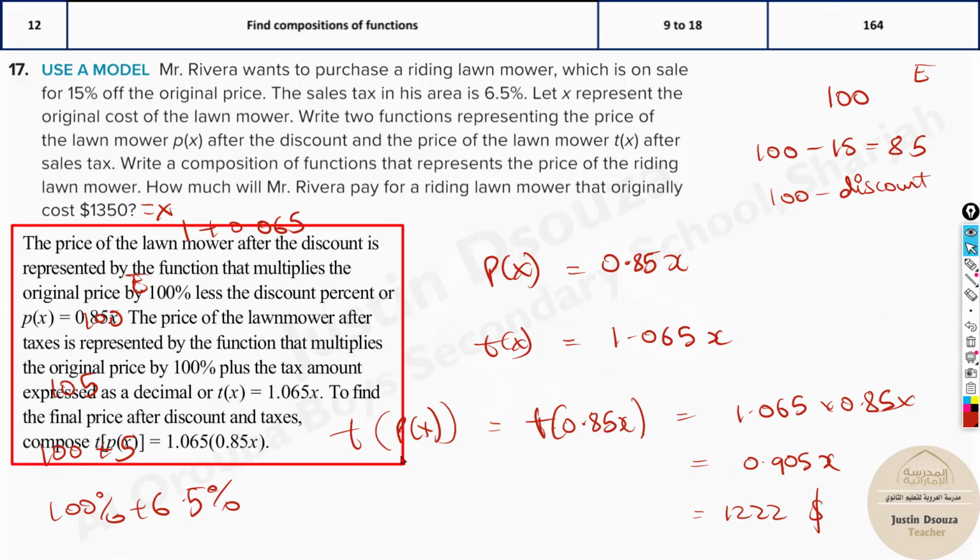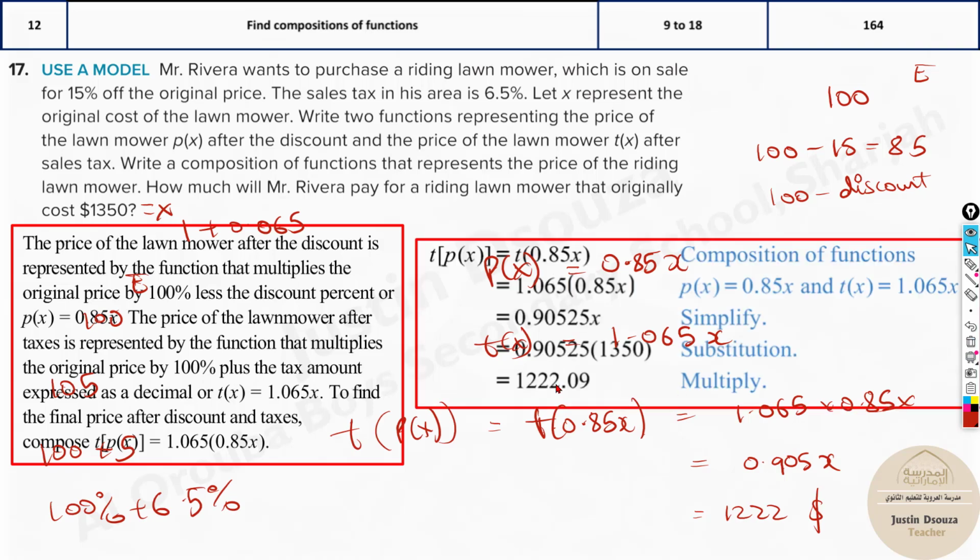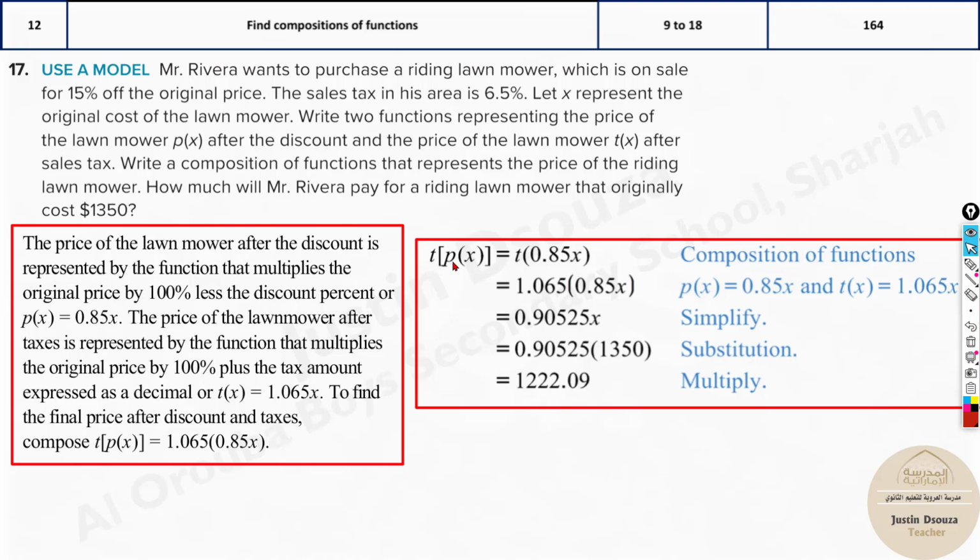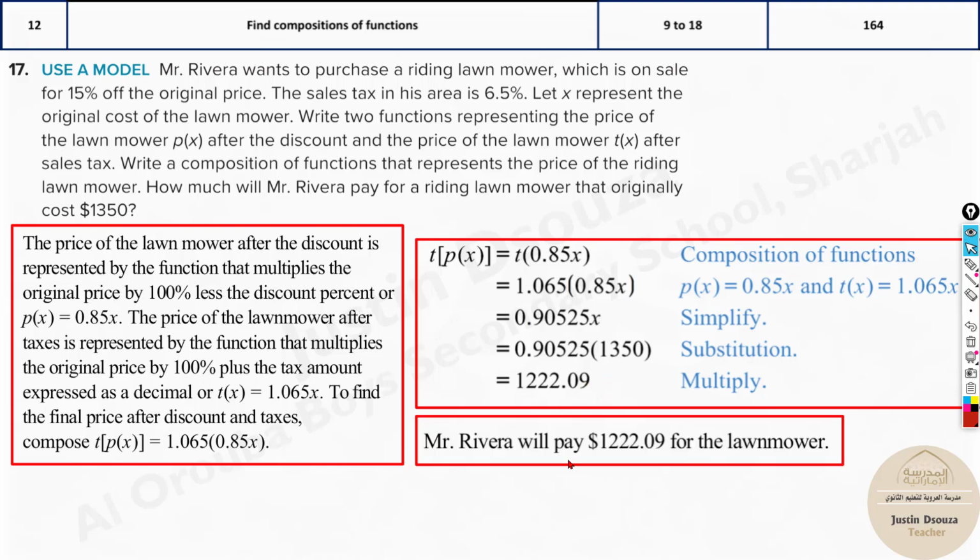You can see here, this is what we have done as well. Tax composed of price would give you 1.065 times 0.85. Solve it up, multiplied, you'll get $1,222.09. So that is what will be paid.